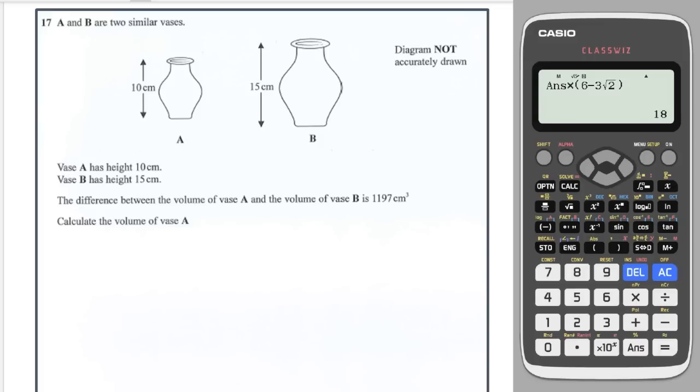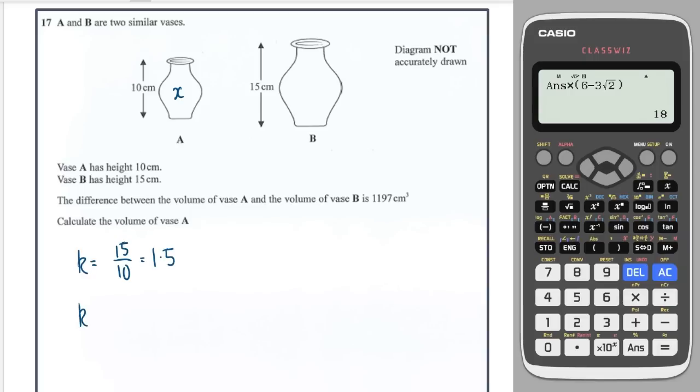Okay, we have similar shapes here, and what I will do is work out the linear scale factor by taking the larger one and dividing it by the smaller one. So I have a linear scale factor of 1.5. It says the difference between the volume of base A and the volume of base B is 1197. So let's call x the volume of base A.